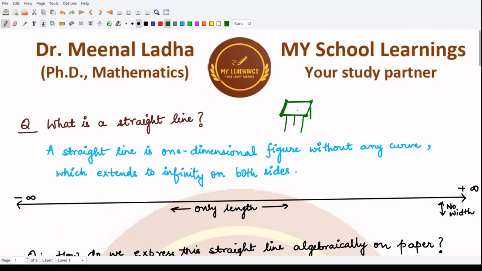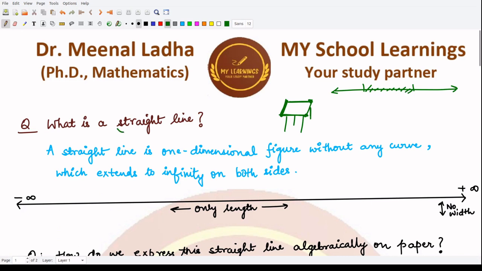The difference is that a segment is just a portion of the whole line. If you have a very long line and you cut out some portion of it, then you call that portion a line segment.